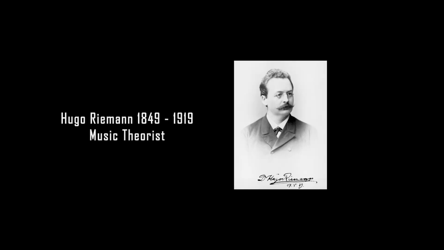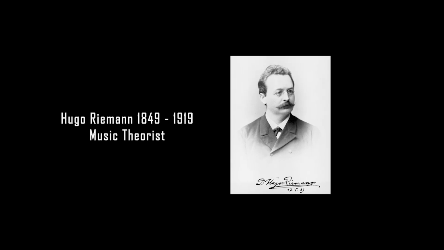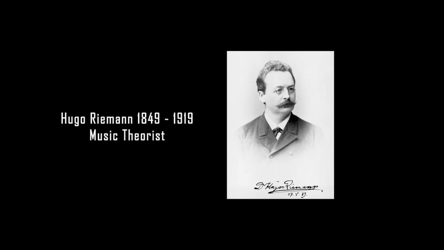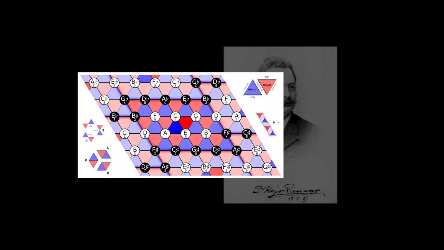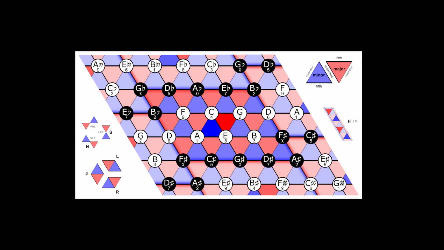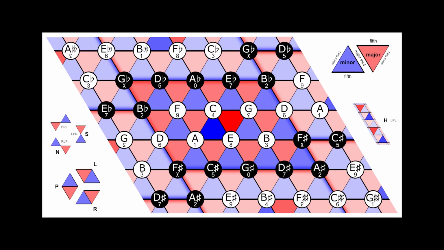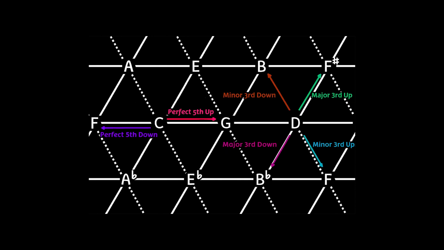Hugo Riemann, a 19th century music theorist, further developed the concept and was one of the main reasons why it got much more popular. So nowadays you might have come across its most commonly used image. On this image here we can see the underlying structure of the Tonnetz. Going to the left we have a step down by the interval of a perfect fifth, and to the right we have a similar step up. Then we also have steps of minor thirds and major thirds, both up and down.